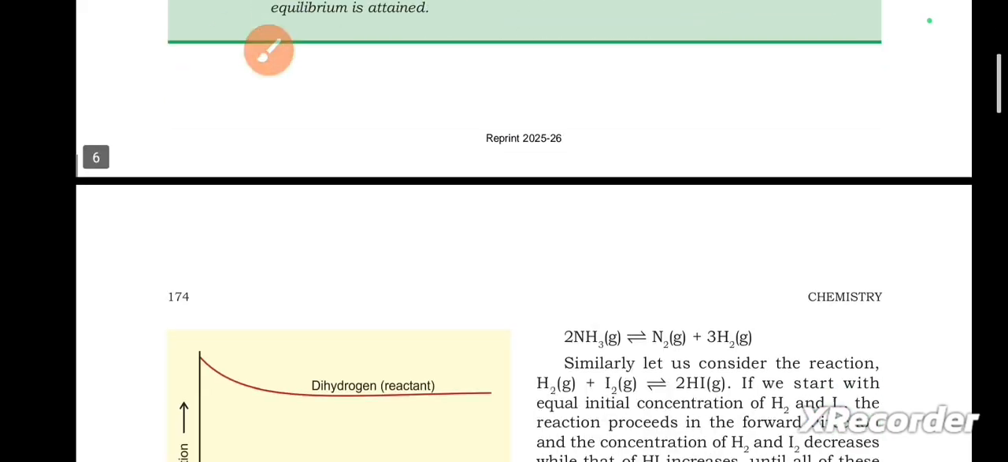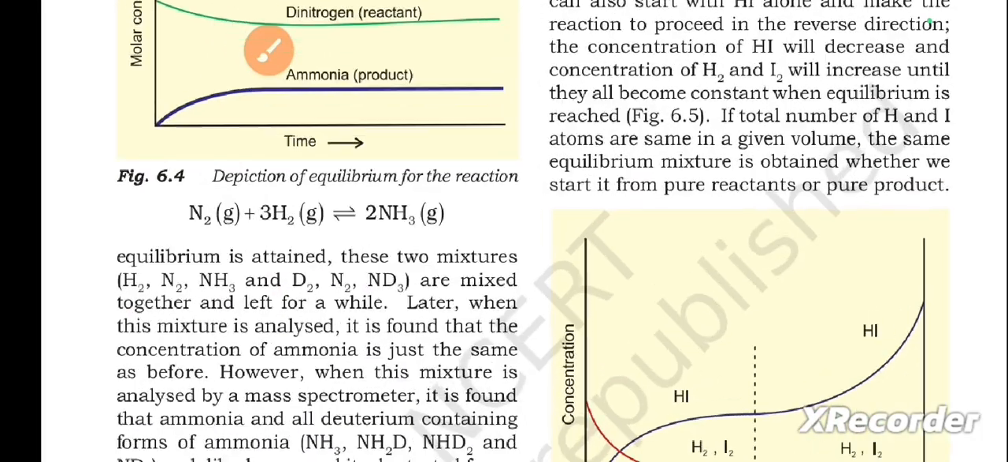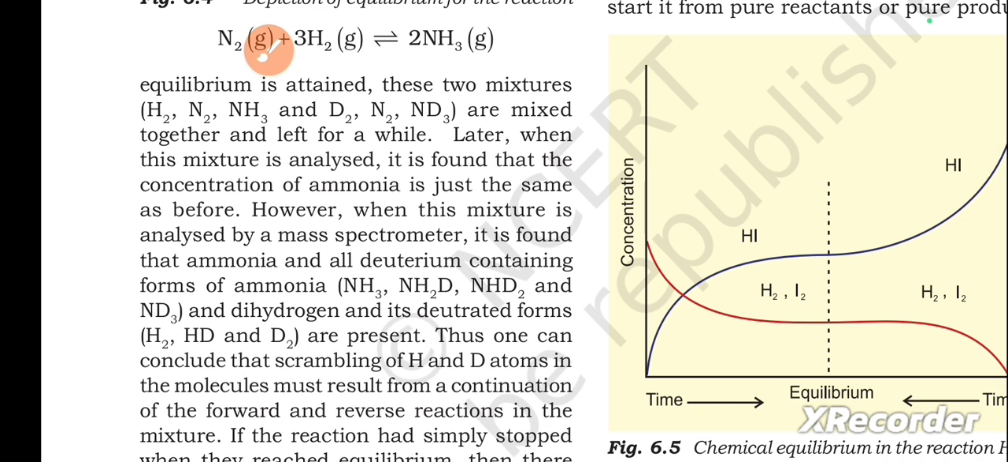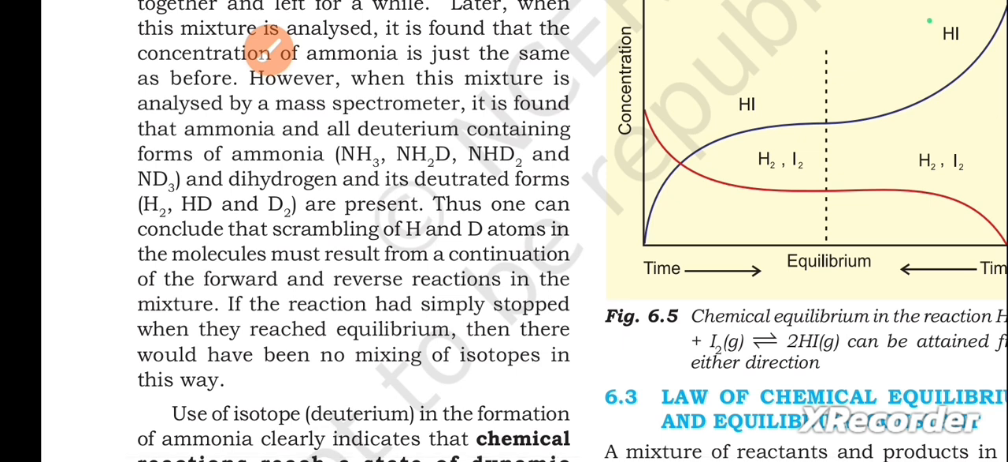After equilibrium is attained, these two mixtures are mixed together and left for a while. Later, when this mixture is analyzed, it is found that the concentration of ammonia is just the same as before. However, when this mixture is analyzed by a mass spectrometer, it is found that ammonia and all deuterium containing forms of ammonia and dihydrogen and its deuterated forms are present.